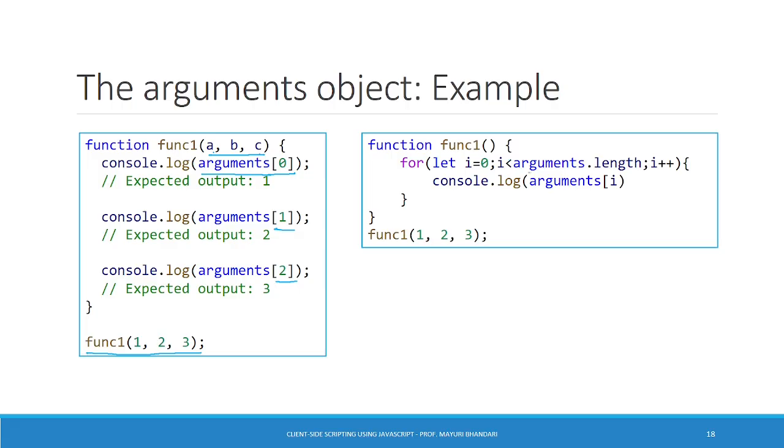You can also use length property. Instead of accessing one by one argument using index, you can directly use for loop, and for loop will iterate from 0 to arguments dot length minus 1, and then we can use arguments of i to print the arguments. This is about arguments object. Arguments object have some restrictions. To overcome that, we have one more interesting concept, that is rest parameter. Let us see rest parameter.